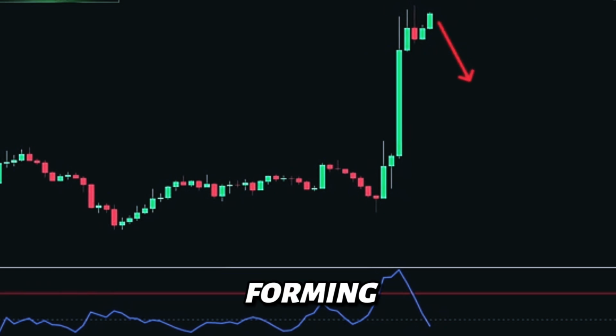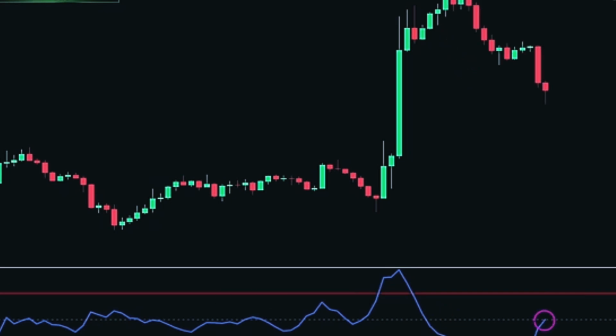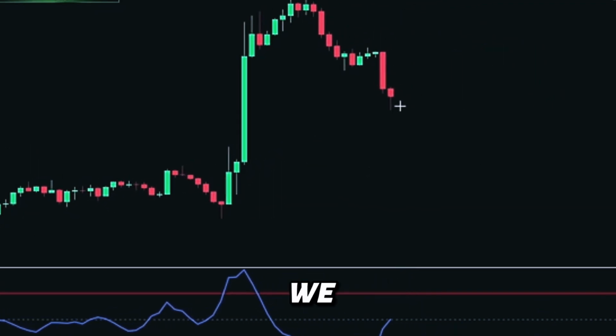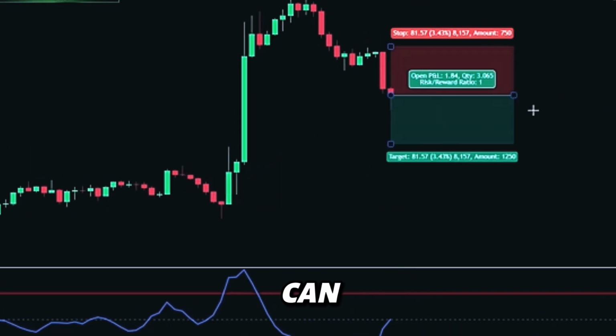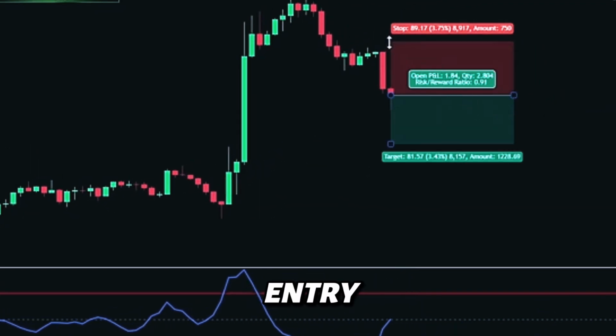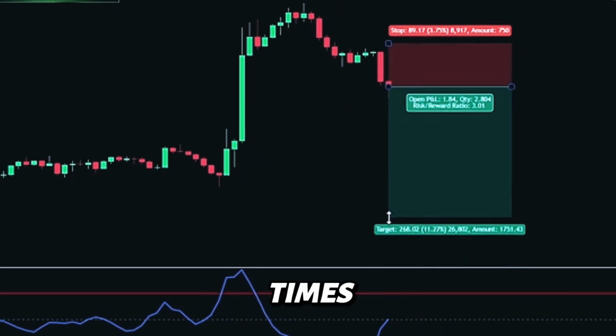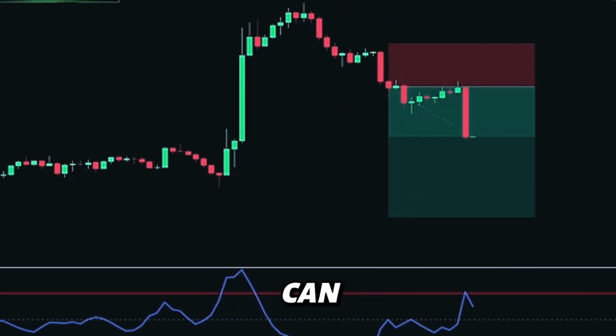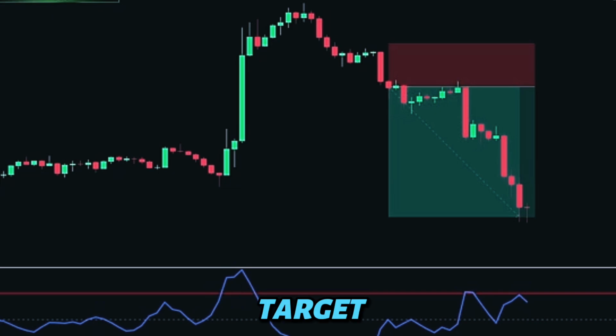Next, we want to see price forming a reversal while the volume crosses back above the middle line. This confirms that the new downtrend is backed by strong volume. So once all the conditions are met, we place a short position. Next, we can place a stop loss slightly above our entry, and take profit is set at 3 times the risk. As you can see, price reverses and hits our take profit target.